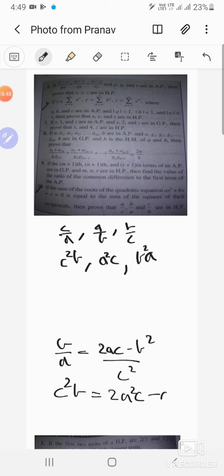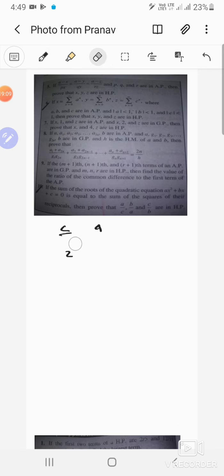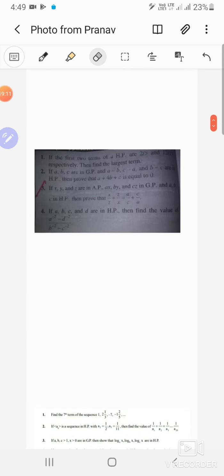Maybe we are getting that. Okay, so c squared b is equal to 2a squared c minus ab squared, which means that c squared b plus ab squared is equal to 2a squared c. 2a squared c is equal to c squared b plus ab squared. Right, that's correct. So these are in an AP. This was easy.